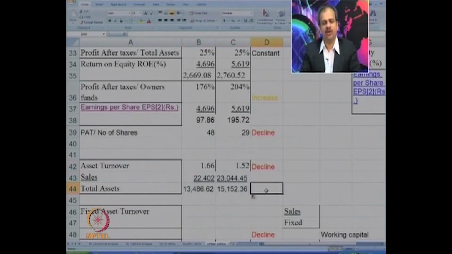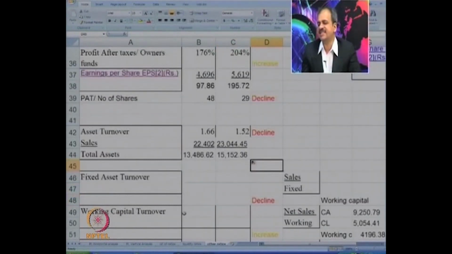So, it has gone down from 1.66 to 1.52. So, to what is this decline attributed? You can see the amount of assets has increased, to that tune the sales have not increased. But it could be a good sign, because in future the company may make more sales since they are in an expansion mode. On the whole, you can see there is a slight decrease.